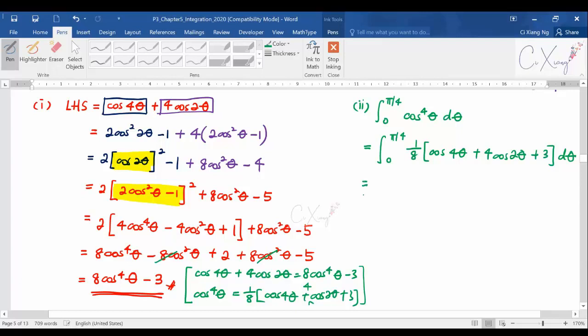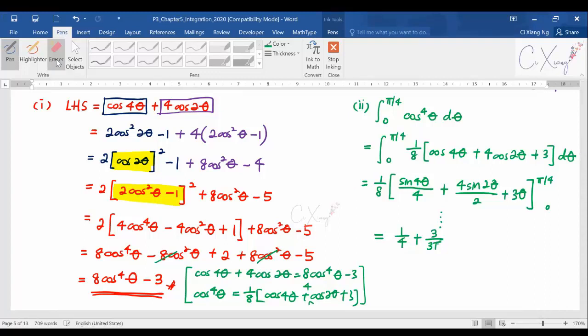Okay, all right. Then after that, from here, you will try to put in the value. So, okay, 1 over 8 is a constant. I just take it out. Integrate cos 4 theta, you have sine 4 theta divided by 4. Okay, then 4 cos 2 theta, integrate, you have sine 2 theta divided by 2. And then plus 3 theta. Then you want to put in the pi over 4 and also 0. Okay, so if you substitute the value correctly and you didn't make any careless mistake, of course, the final answer that you get should be 1 over 4 plus 3 over 32 pi.